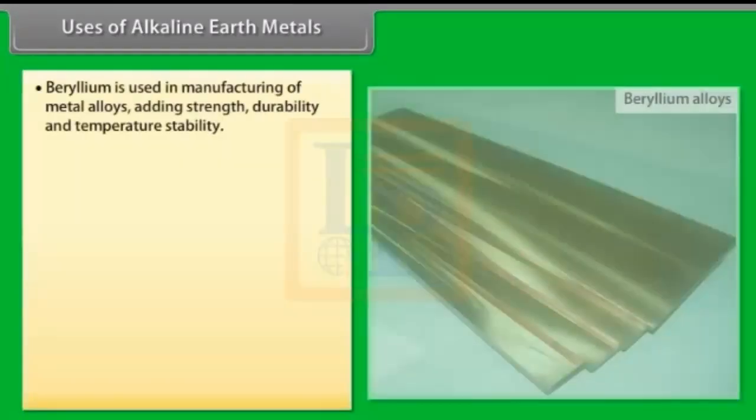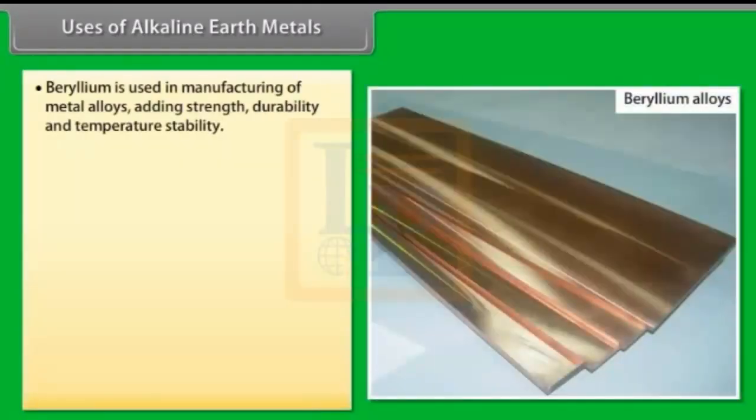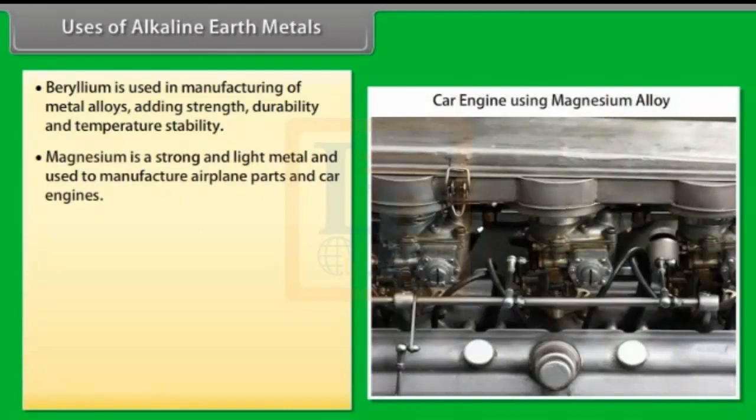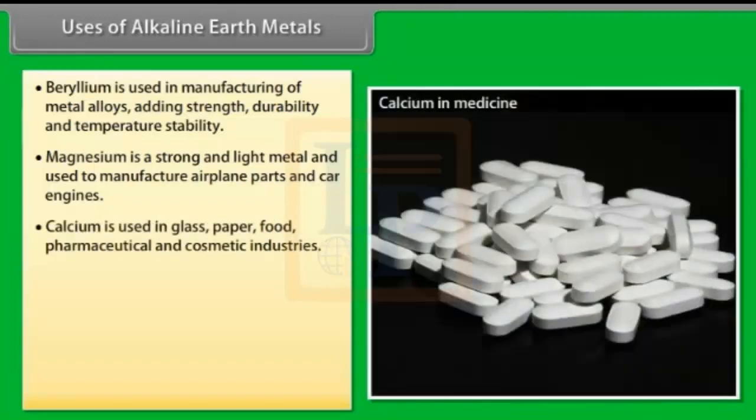Uses of alkaline earth metals. Beryllium is used in the manufacturing of metal alloys, adding strength, durability and temperature stability. Magnesium is a strong and light metal and is used to manufacture airplane parts and car engines. Calcium is used in the glass, paper, food, pharmaceutical and cosmetic industries.